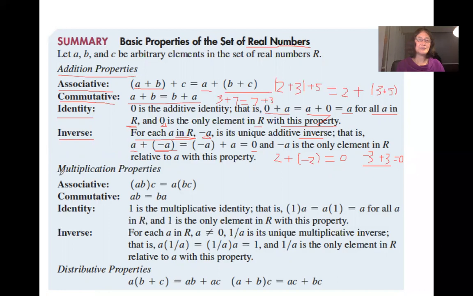So now let's look at multiplication properties. Associative. (A multiplied by B) multiplied by C equals A multiplied by (B multiplied by C). For example, (2 multiplied by 3), I use a dot to represent multiplication, multiplied by 4 is the same as 2 multiplied by (3 multiplied by 4). And the final result would be 24.